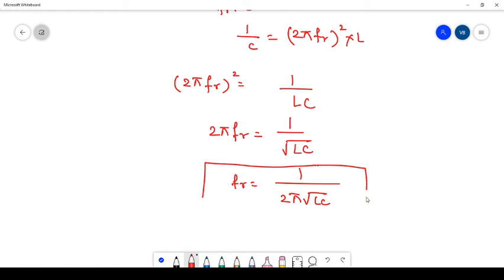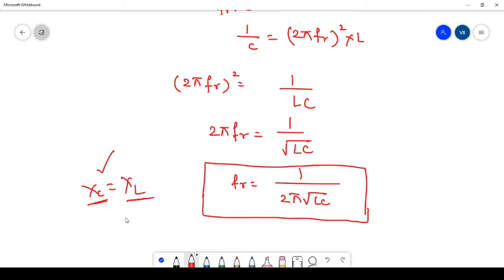So this is a condition. So what is the condition in order to get the resonance? That is, XL should be equal to XC. The reactance component of the capacitor should be equal to the reactance component of the inductor. Okay, so by taking this condition, we are going to calculate the FR, that is resonance frequency, which is 1 by 2 pi under root of LC.